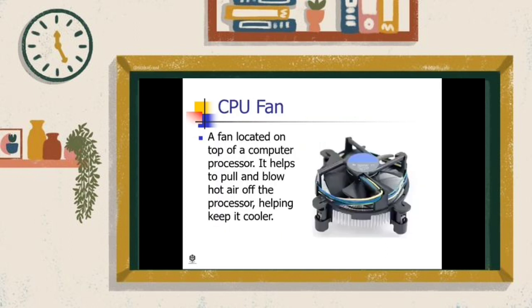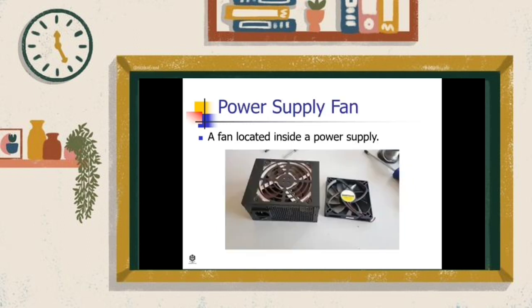Next, the CPU fan. A fan located on top of a computer processor. It helps to pull and blow hot air off the processor, helping keep it cooler. And the power supply fan, a fan located inside a power supply.